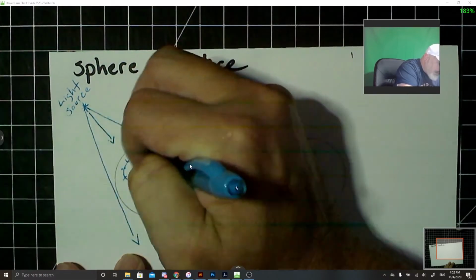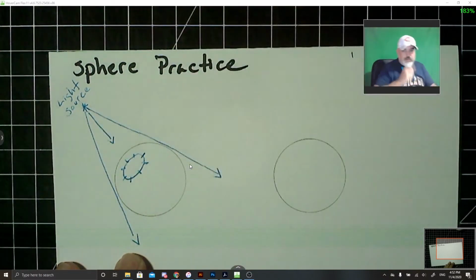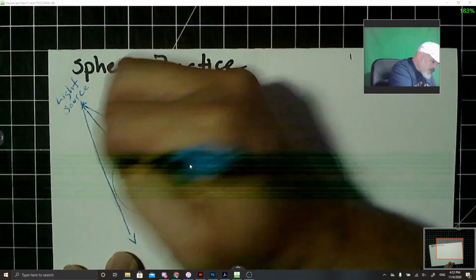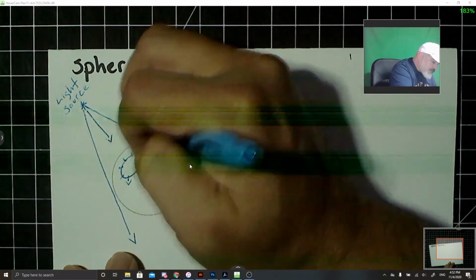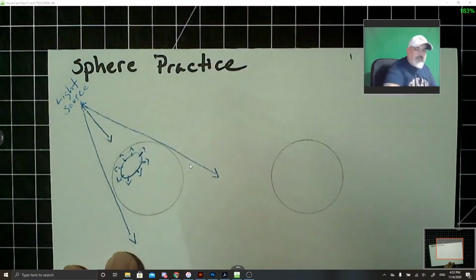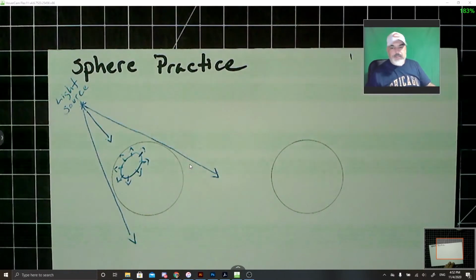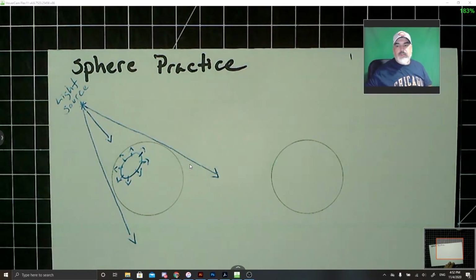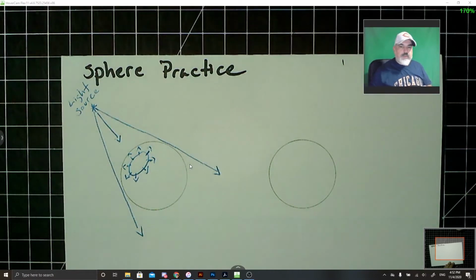And light travels in all directions. This is called omnidirection when it goes everywhere. I'm just going to put some arrows down so you guys can see it. Okay, and I apologize for the banding that you might see in the film, because it's either that or you don't see this very well.